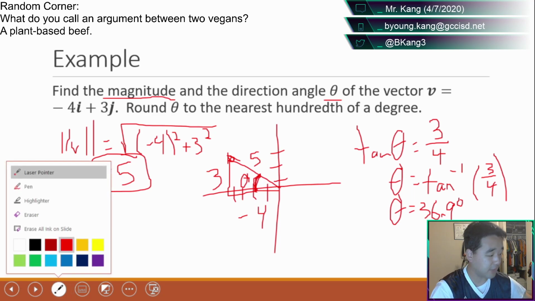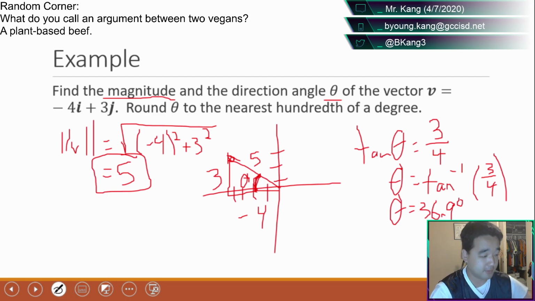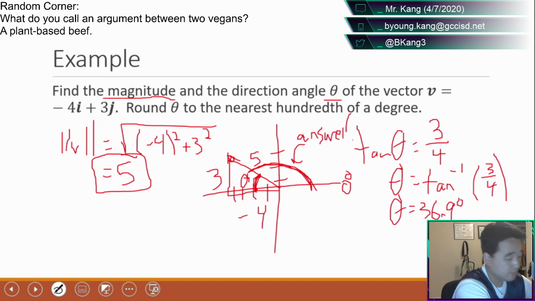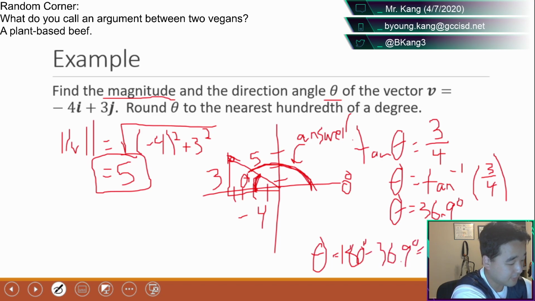But direction angles, if you remember from a while ago, are always measured from 0 degrees. So we want this angle, the answer. So we actually need to find the supplement of 36.9. We need to do 180 minus. So our theta, our answer, is 180 minus 36.9. That gives us 143.1. So our direction is 143.1.